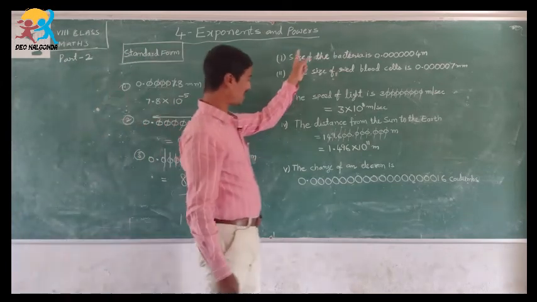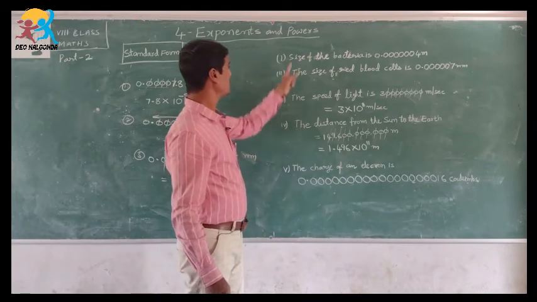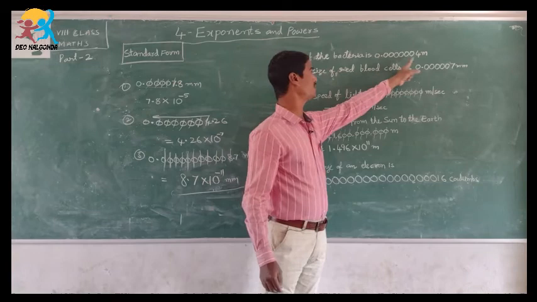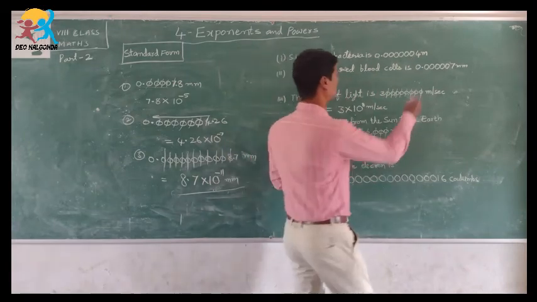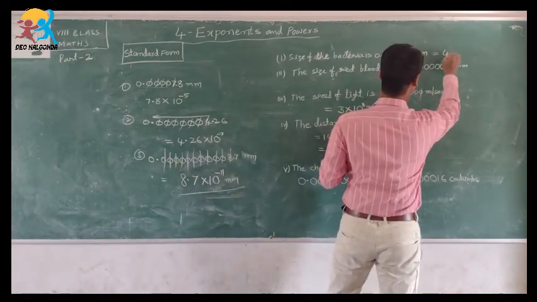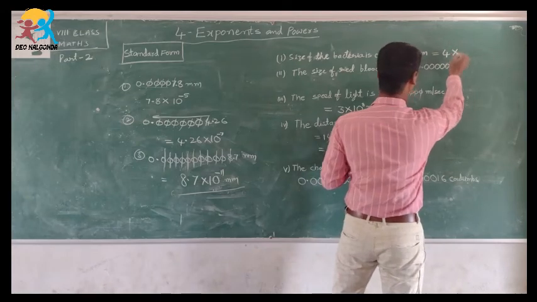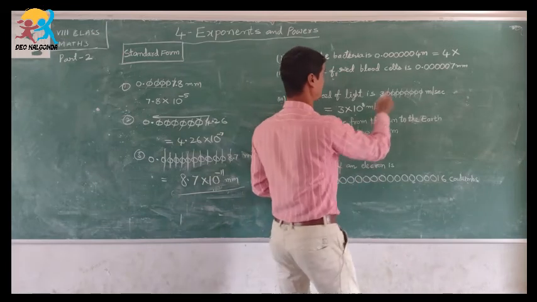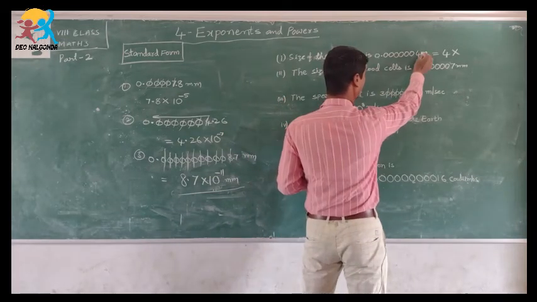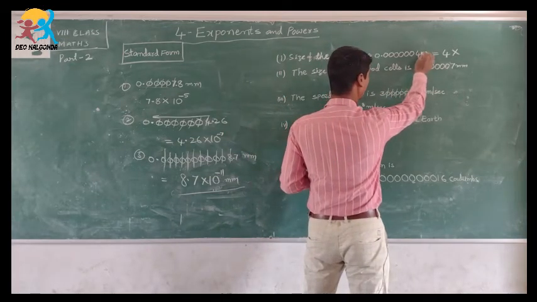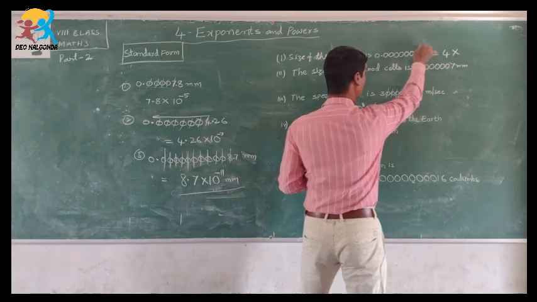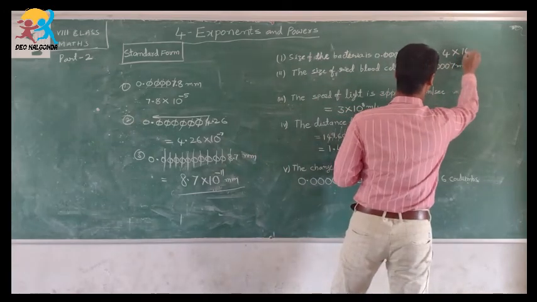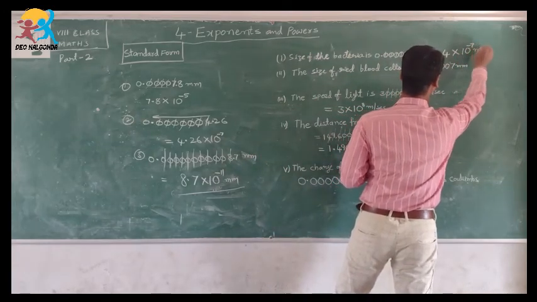Let's see some problems I have given here. Size of bacteria, 0.00004 meters. So we have to write 4 into, here no point, 4 into, means we have to keep the point here. If I keep the point here, 1, 2, 3, 4, 5, 6, 7. 10 to the power of minus 7 meters.